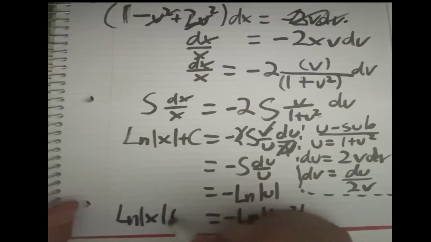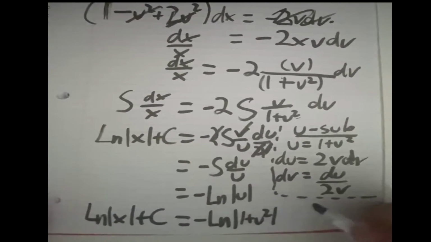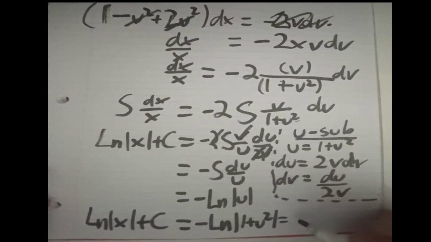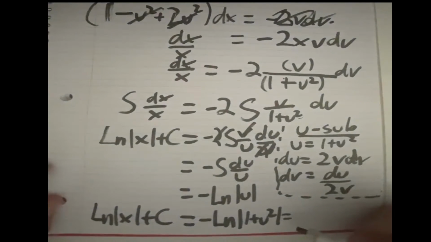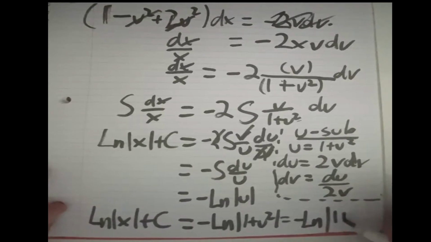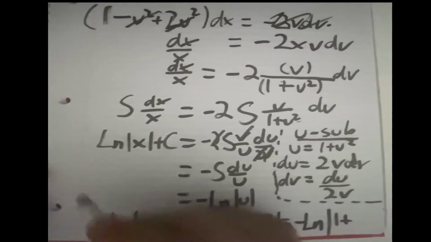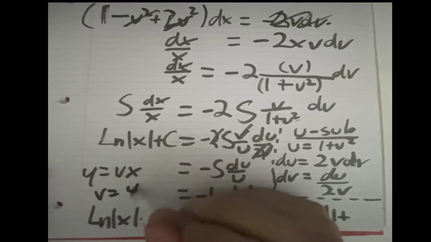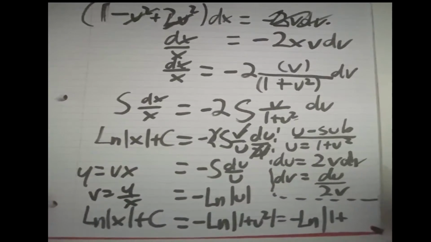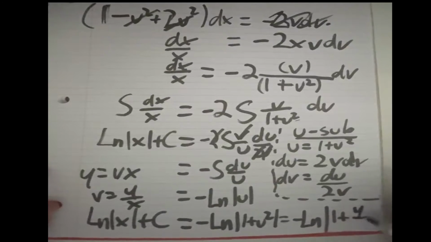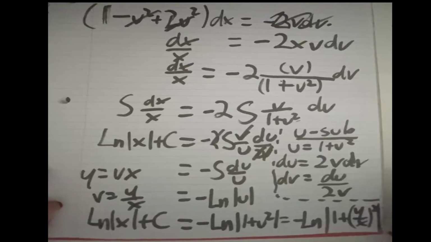But note that v was also a substitution, so we have to do a further substitution. So I'm just going to do it right here, down at the bottom. The natural log of x plus c is equal to the negative natural log of 1 plus v. y was equal to vx, which means v is equal to y over x. So plugging in v, where we see our y term back in, we get y over x squared.